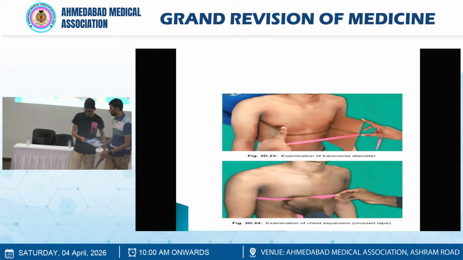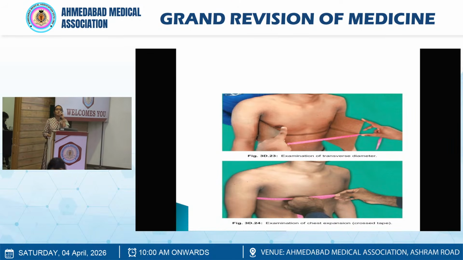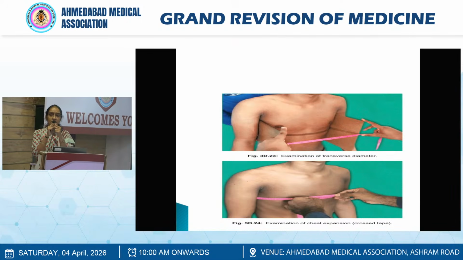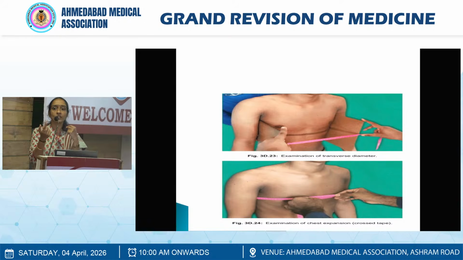Chest expansion. With the measure tape at the level of the nipple, you cover the whole chest with the measure tape and first ask the patient to fully go for expiration. Then ask the patient to take deep inspiration and see how much the chest is expanded. Usually it is more than 5 centimeters. Okay, if it is less, the movements are less.